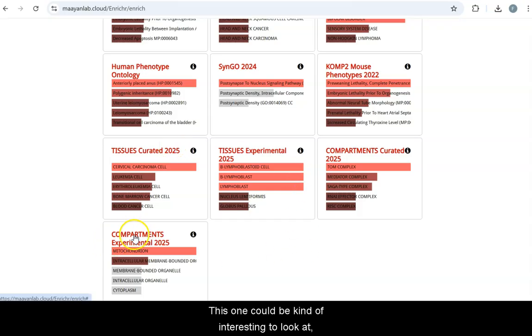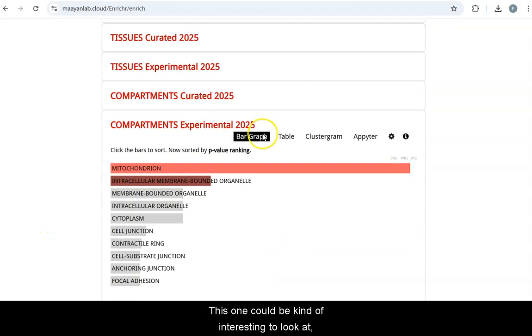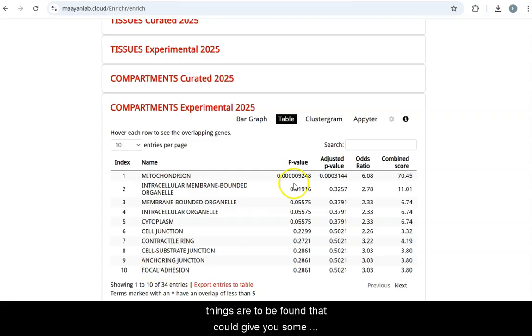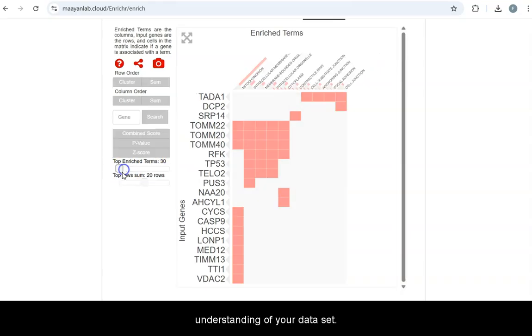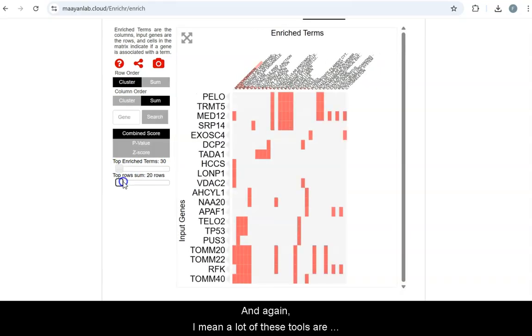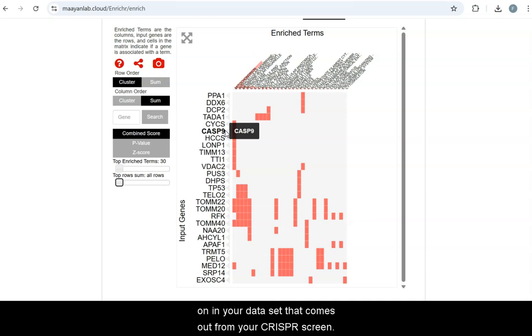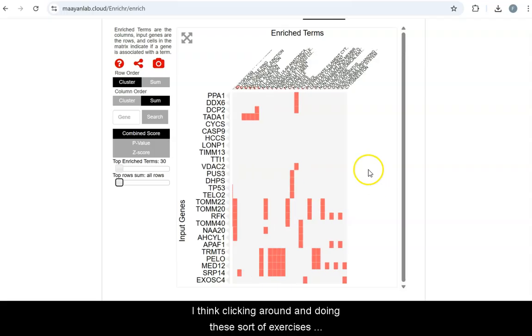I think this one sometimes could be kind of interesting to look at, looking at cellular compartments, and where things are to be found. That could give you some understanding. And again, a lot of these tools are helping you to come up with ideas, trying to see, are there patterns? Is there something that's kind of interesting to understand? And as a way of understanding what's going on, or how to explain your data set that comes out from your CRISPR screen, I think this clicking around and doing these exercises could be very useful.